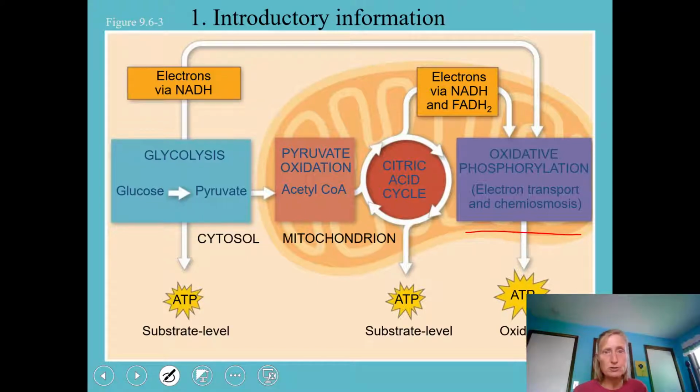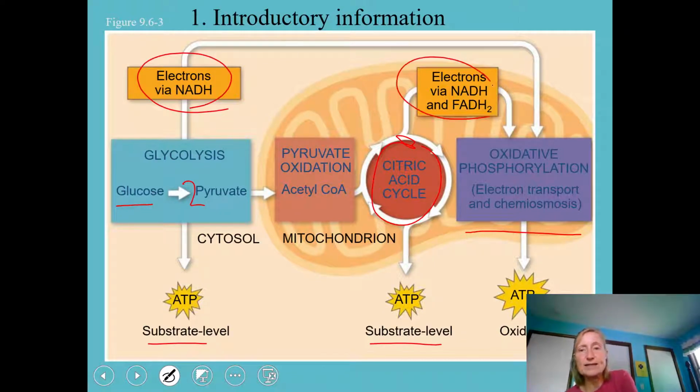We've seen most of aerobic cellular respiration. We've seen glycolysis, where we started with one molecule of glucose, and that was partially oxidized to 2 pyruvates, right? We followed those pyruvates through pyruvate oxidation and the citric acid cycle. Along the way, we made some ATP by substrate level phosphorylation, and we made lots of NADH and FADH2.